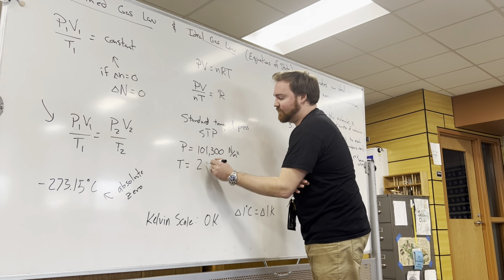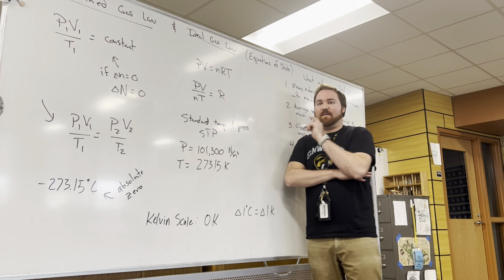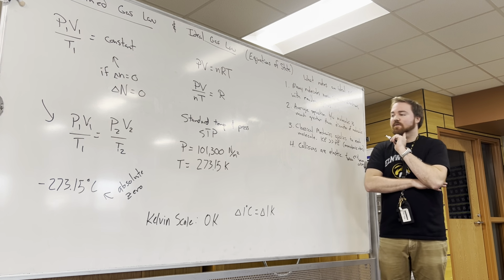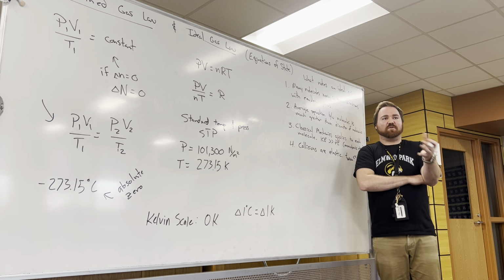273.15. And that's going to be the standard temperature. So you can always get from Celsius to Kelvin by adding or subtracting this amount, 273.